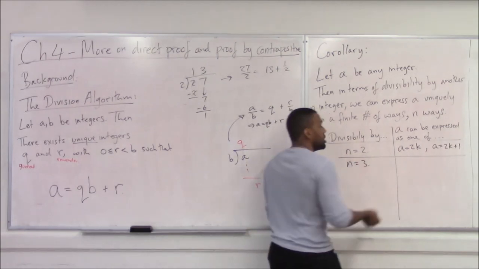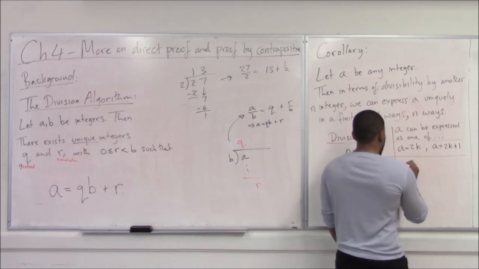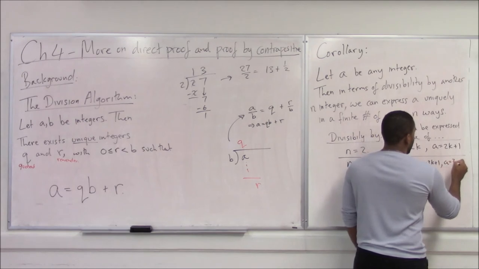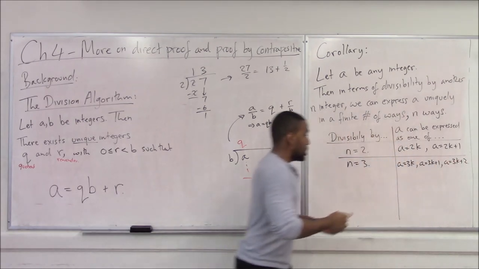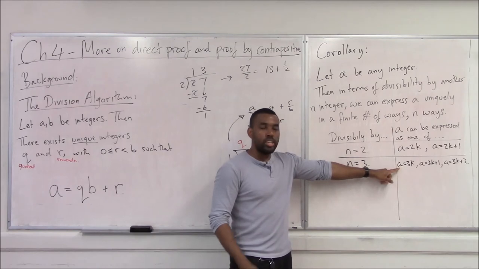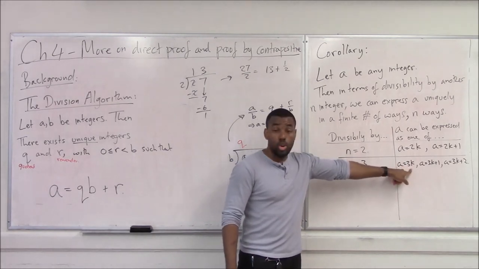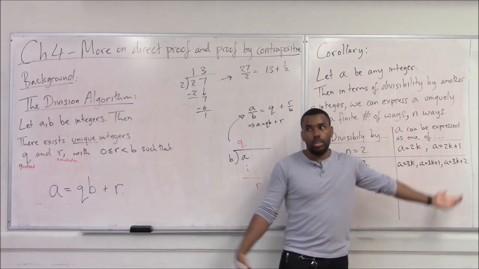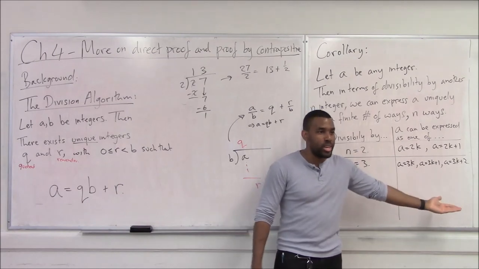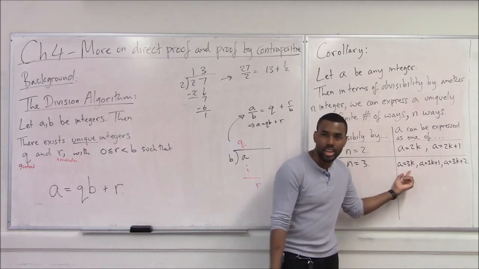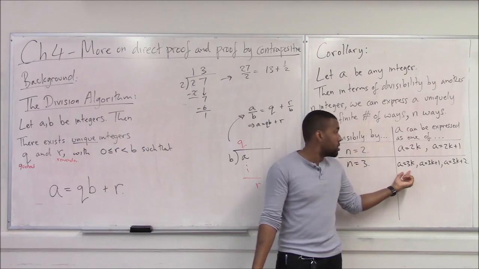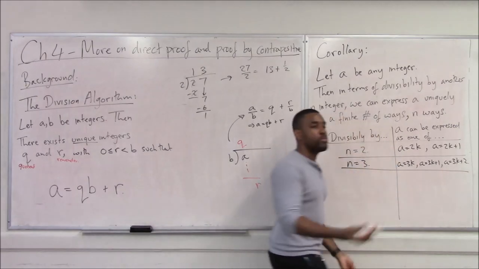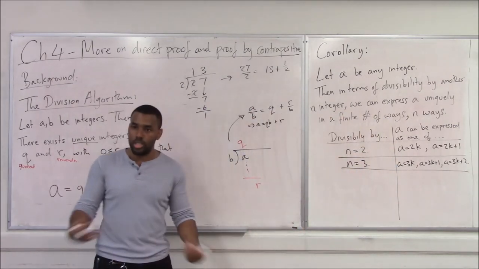Talk about divisibility by 3, it'll be very similar. So this will be a equals 3k, or a equals 3k plus 1, or a equals 3k plus 2. In other words, if you take an integer and divide by 3, there are only three possible scenarios. You'll either have no remainder, a remainder of 1, or a remainder of 2. There's no other option, because if you have a remainder of 3 when dividing by 3, you could have just divided one extra time. You'll never have a remainder of 3 or bigger. So there are only three scenarios here. Of course, in terms of divisibility by 4, there are only 4 scenarios. In terms of divisibility by 5, there are only 5 scenarios, and so on and so forth.